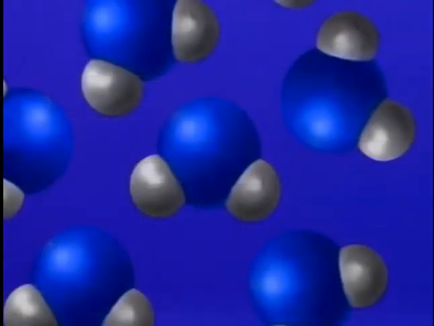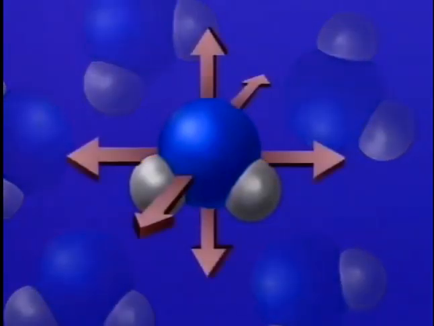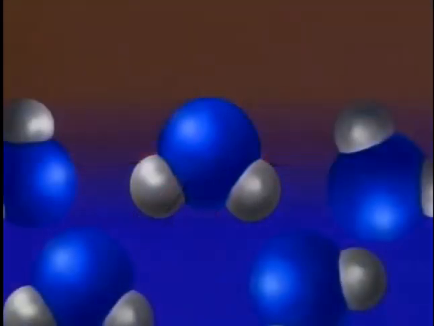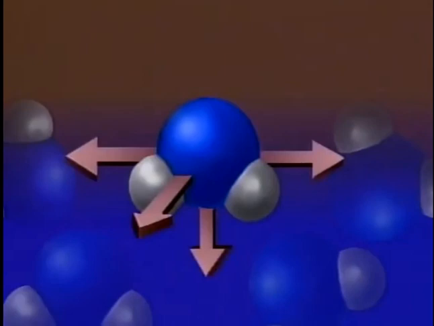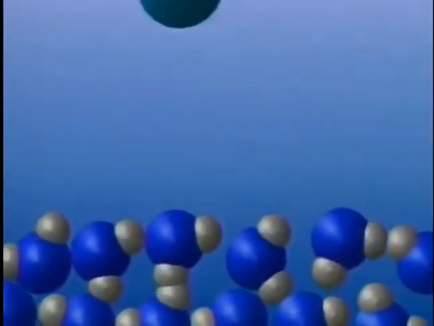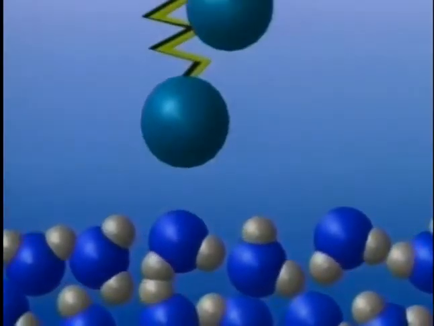Water molecules inside the liquid pull together in all directions. Surface molecules are pulled only to the side and downward. The sideward and downward forces create a tension on the surface molecules. The water surface acts like an elastic skin.